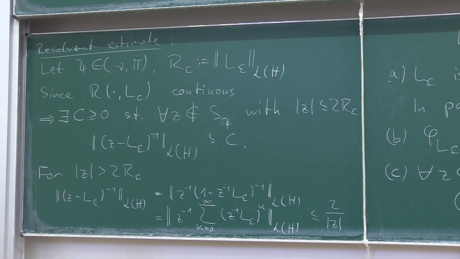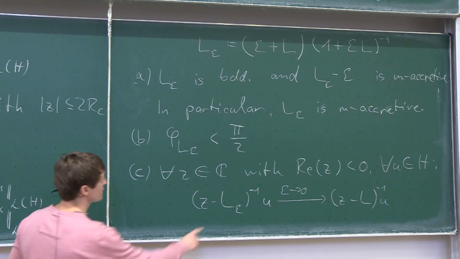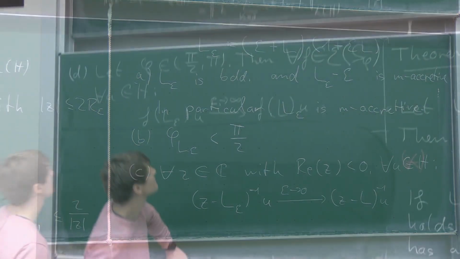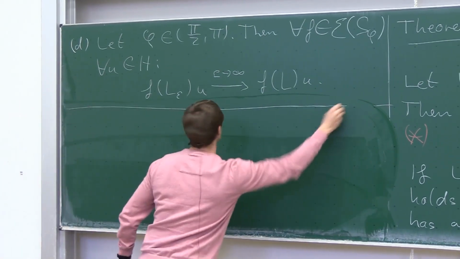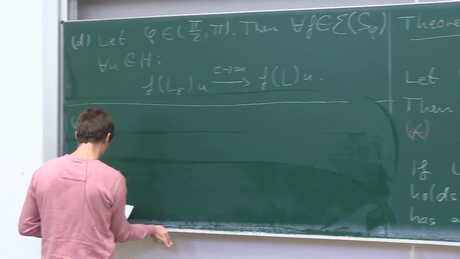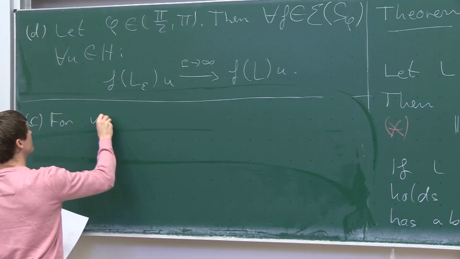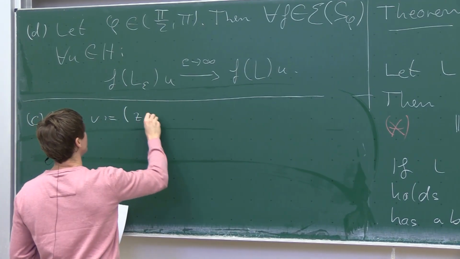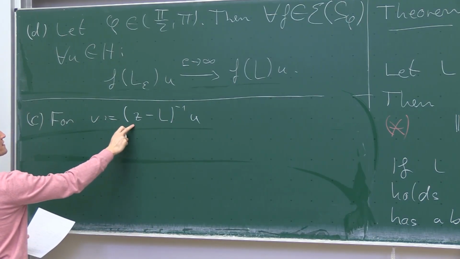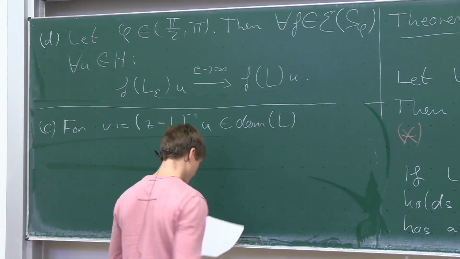Okay, so now we proved part B, and now we go over to C. So we want to see now that the resolvents of L epsilon are a strong approximation of the resolvent of L. So let's go over to part C. Okay, we will take V to be the resolvent of L in z applied to this function U, and because this is the image of a resolvent mapping, V is contained in the domain of the operator L.